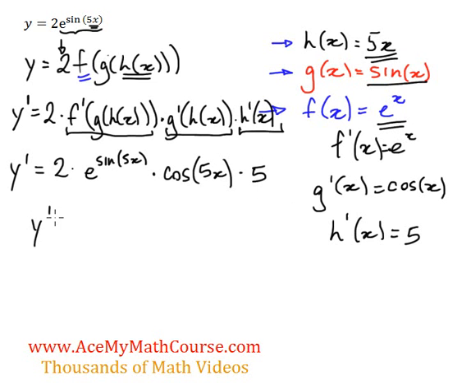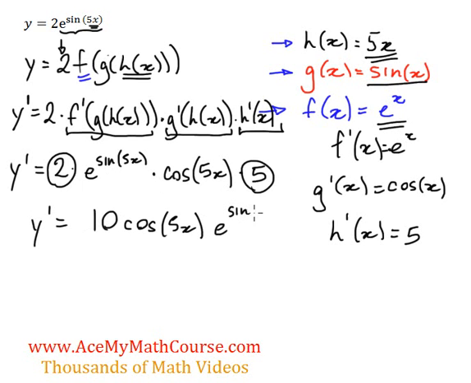Great, now I can just rewrite everything. 2 times 5 is 10. So we're going to end up with 10 times the cos of 5x times e to the power of sine of 5x. And that's it.